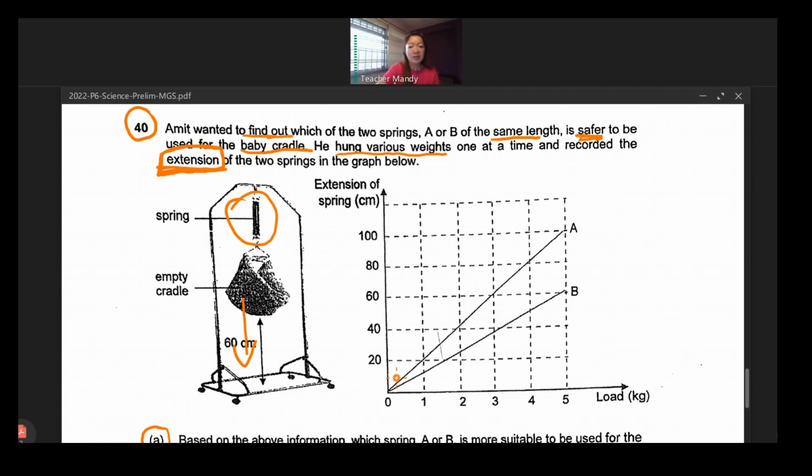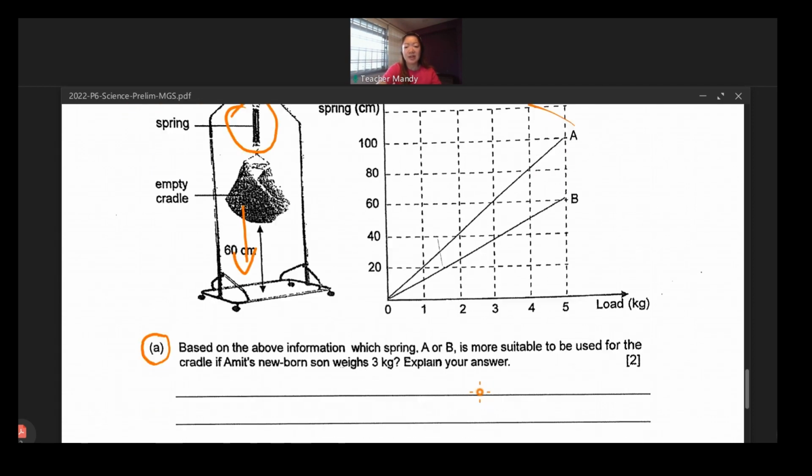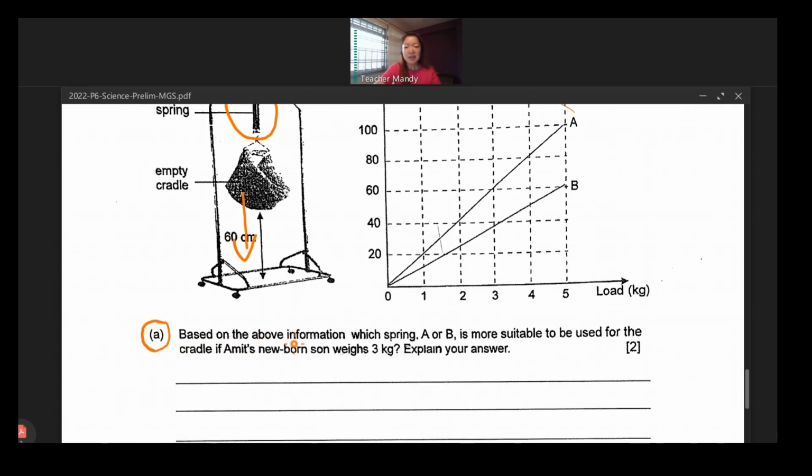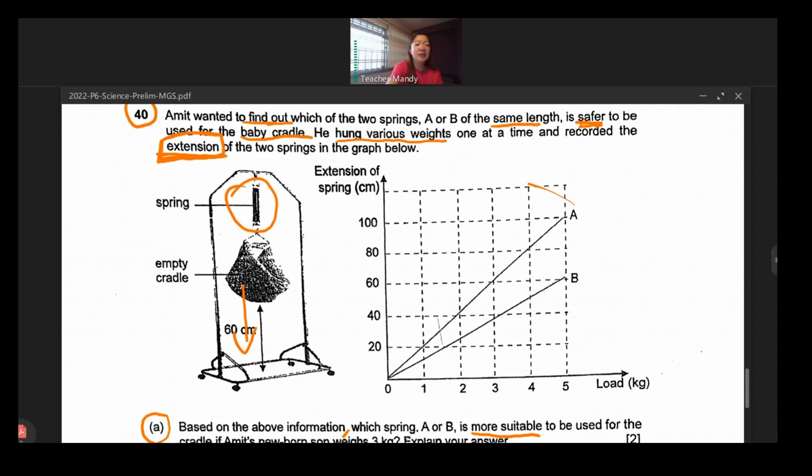So over here we have 2 springs, A and B. And he uses loads that are 1 kg, 2 kgs, 3 kgs, 4 kgs, 5 kgs. We'll look at this in detail a little later. Now, based on the above information, which spring, A or B, is more suitable to be used for the cradle if Amit's newborn son weighs 3 kg? Explain your answer. So let's just check out the reading for 3 kg. 0, 1, 2, 3, 3 kg.